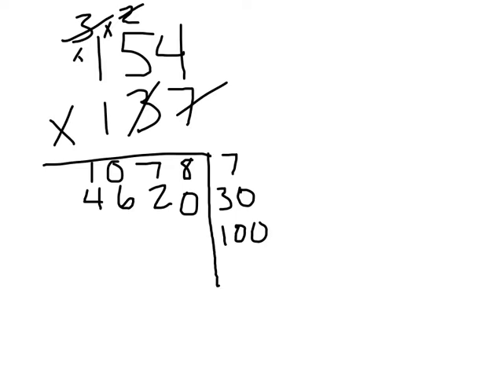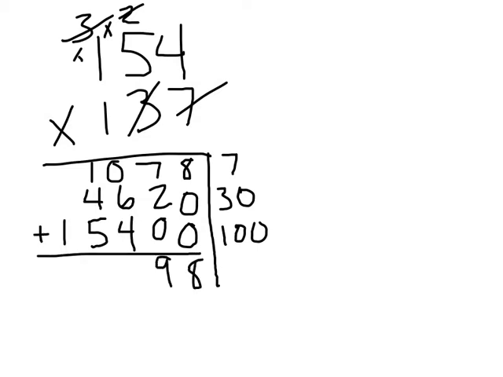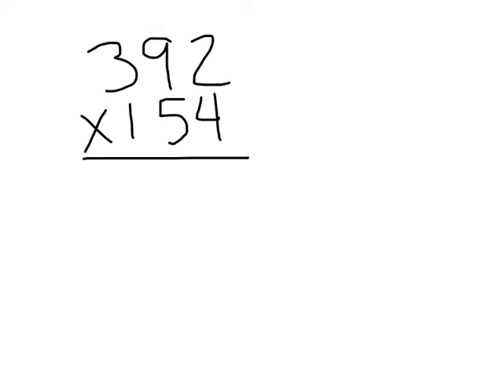What do I need to do next? I need to drop 2 zeros because 1 is in the hundreds place. 1, 2 zeros. What's 1 times 4? It's 4. What's 1 times 5? It's 5. What's 1 times 1? It's 1. Now what do I need to do? I need to add my partial products. 8, 9, 10. 2 plus 4 is 6, plus 5 is 11. My answer is 21,098.